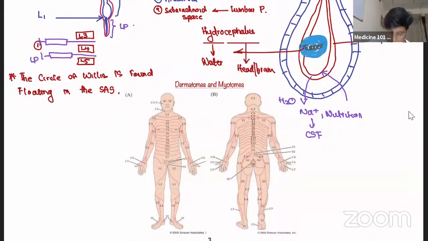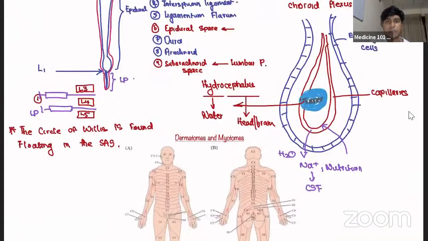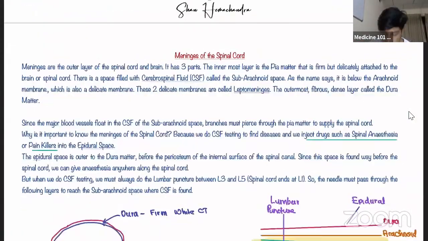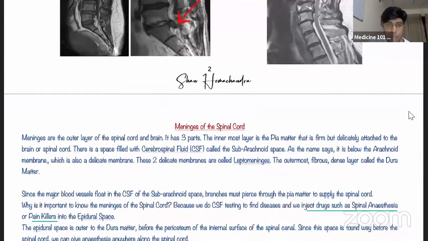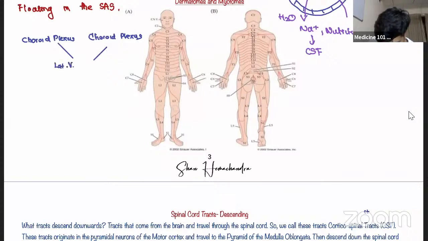Now, let me talk about the drainage. We will go into detail about these structures. For now, just put down the meninges of the spinal cord and brain. I will tell the drainage pathway of the CSF. So we have the choroid plexus. Write it two times. They will drain into the lateral ventricles. There's two lateral ventricles.